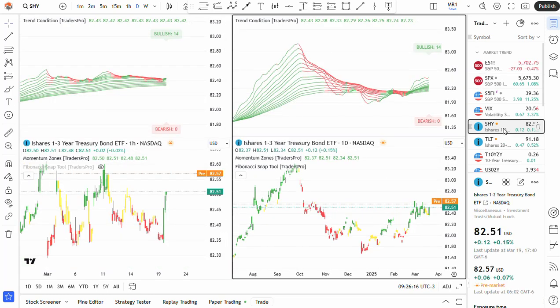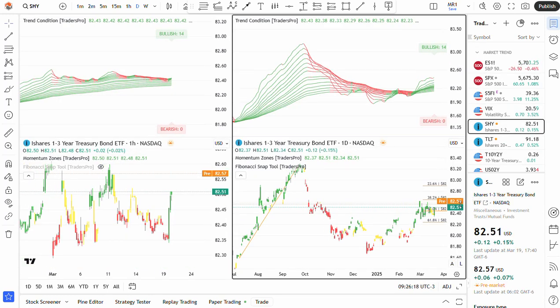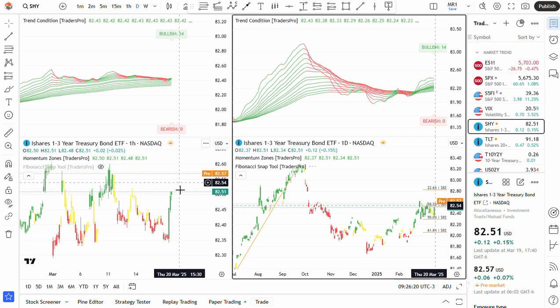We've got SHY, that short end of the yield curve, rallying right here. You can see that bullish pattern here on the 1-hour time frame, back to majority bullish.